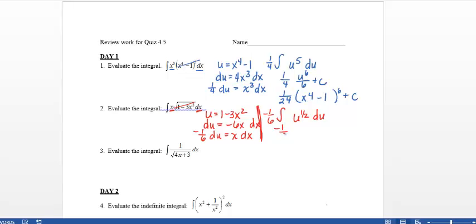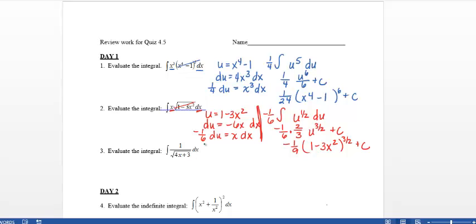When I integrate, I get negative 1/6. U to the 3/2 over 3/2 becomes the reciprocal 2/3 out front, plus c. So my answer would end up being negative 2 over 18, or negative 1/9 u to the 3/2 plus c. U again was 1 minus 3x squared.